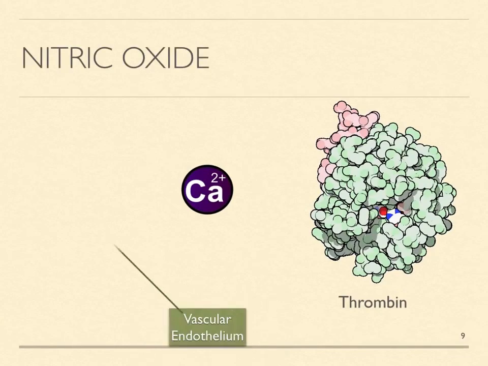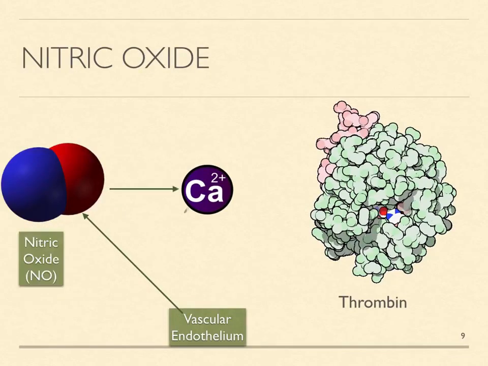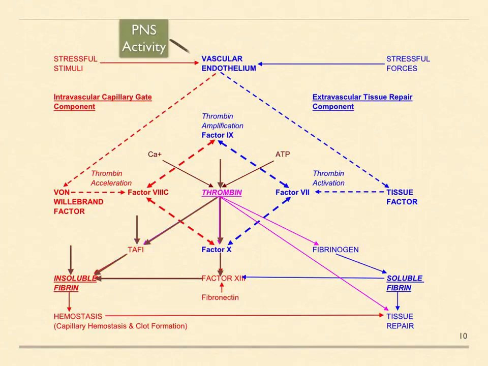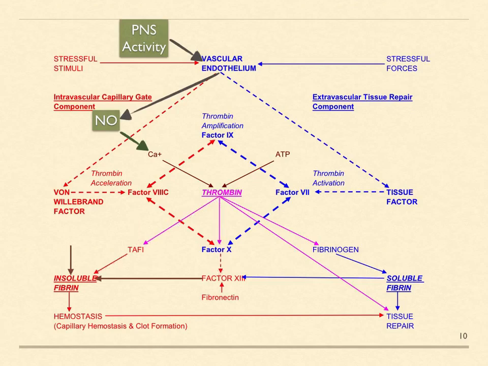Nitric oxide is a gaseous molecule that is produced and released by the vascular endothelium. It binds avidly to ionized calcium and inhibits thrombin. Parasympathetic nervous system activity releases nitric oxide from the vascular endothelium, which binds to calcium, inactivates thrombin, and inhibits the generation and stabilization of insoluble fibrin. In the research literature, this is known as nitrergic neurogenic vasodilation.